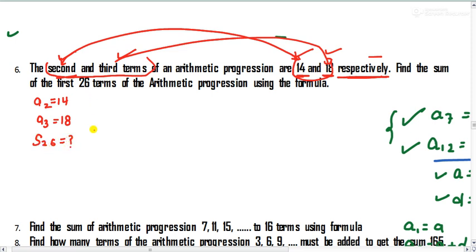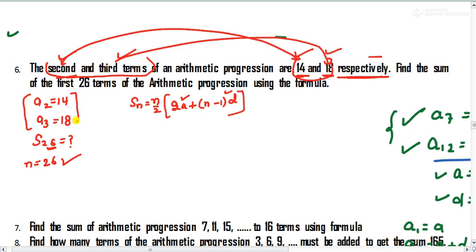So how will you approach this? How can you find it? We have the Sn formula, right? n by 2 into (2a plus (n minus 1) into d). Correct? So n is there. We have n as 26 because they have asked the sum of the first 26. But do we have the values of a and d? How are you going to find them? Instead, they have given some other data here. A2 and A3 are given. So can't I find d using that?